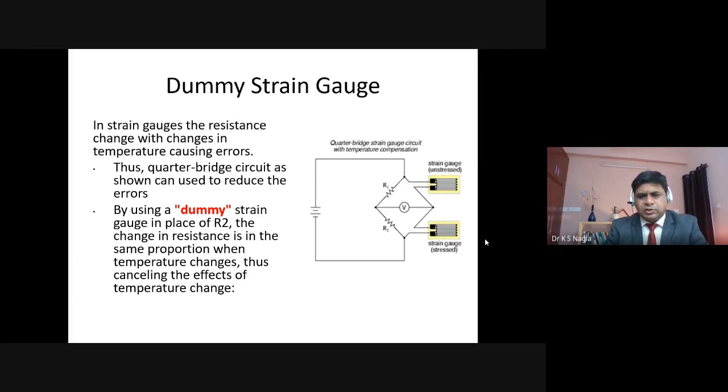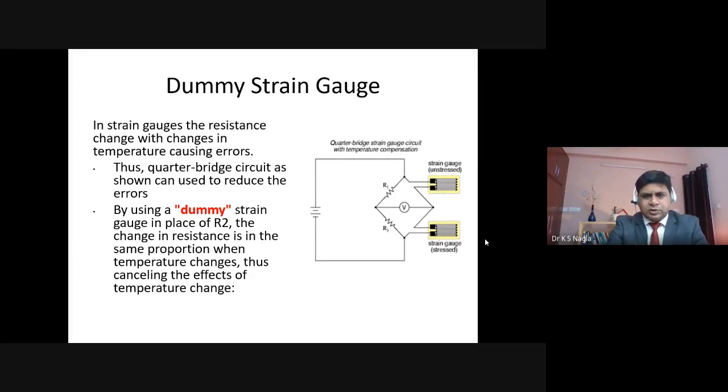If you are using a strain gauge under stress at certain conditions, you can use a dummy strain gauge as an element of a Wheatstone bridge, and that element is connected there. The strain gauge is positioned close to the unstretched dummy strain gauge, so it nullifies the effect of temperature by using a dummy strain gauge in place of R2. The change in resistance is in the same proportion when temperature changes, thus cancelling the effect of the temperature change. That's why the dummy strain gauge plays an important role in nullifying the effect of temperature change in the strain gauge.